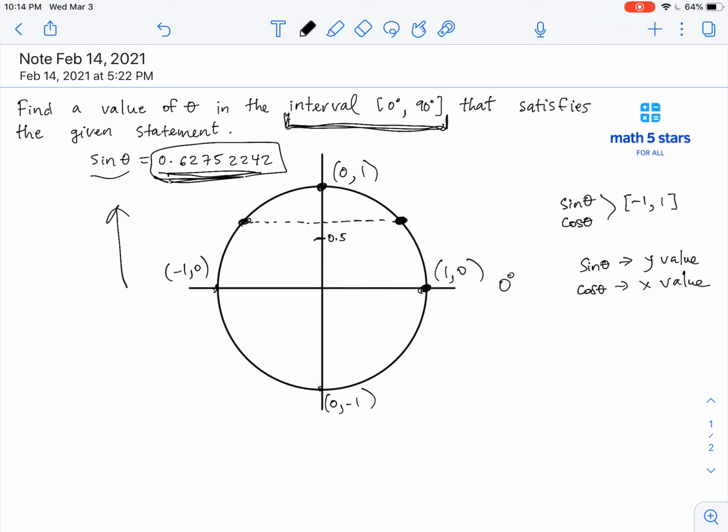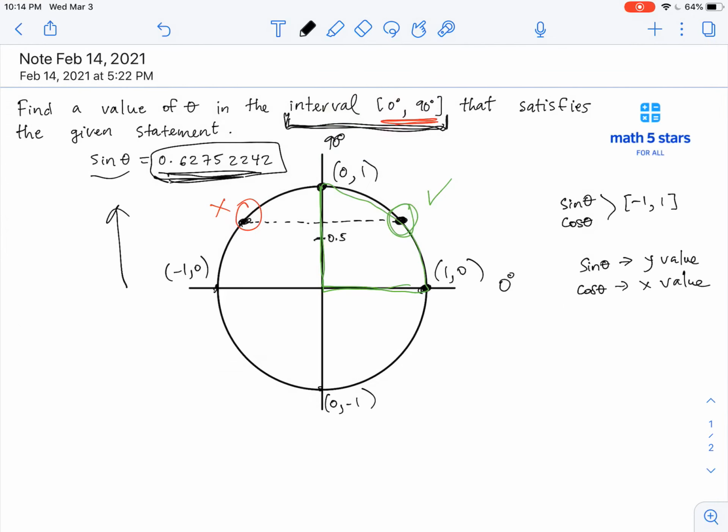So we always know that this is our 0 degrees. The 90 degrees is right here. So we are told that our point is actually in the first quadrant, right? Because it's in the first quadrant, that means that this is the point that is valid. This one will not be valid because it's not between these.